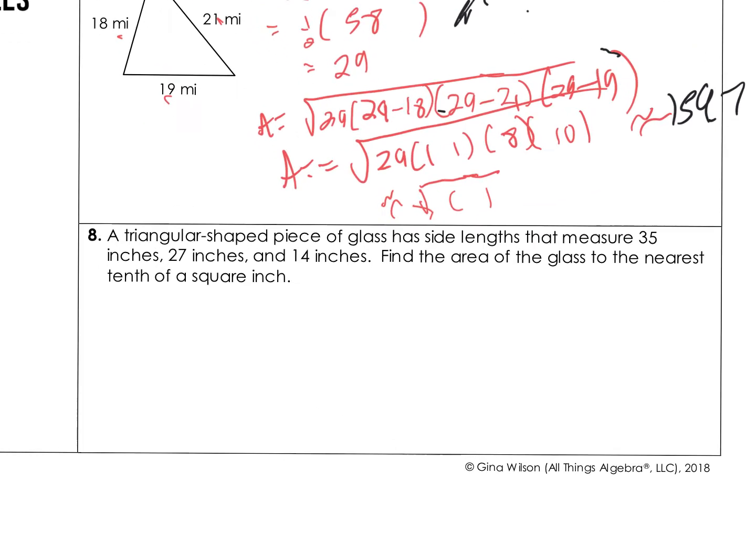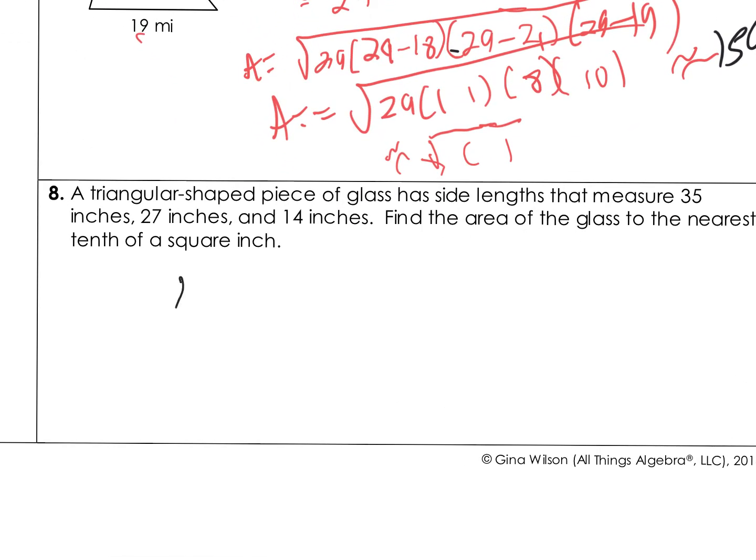I'll just set number 8 up. A triangular piece of glass has side lengths that measure 35 inches, 27 inches, and 14 inches. It doesn't matter what the picture looks like. You just got 3 sides, 3 different angles, and find the area of the glass to the nearest square inch.